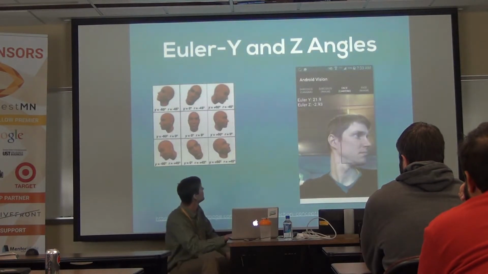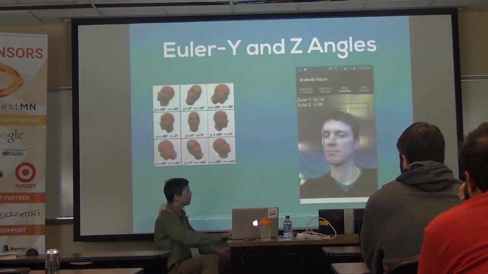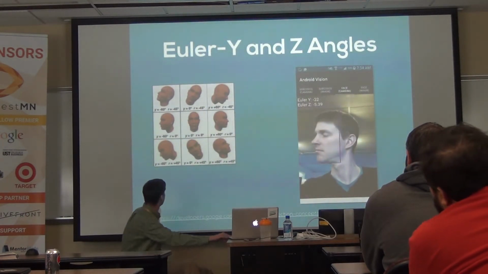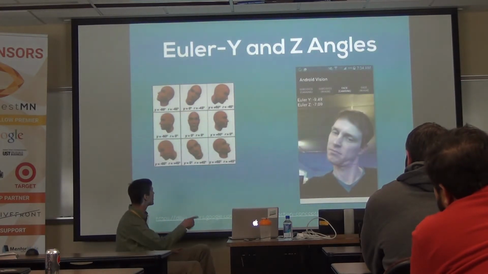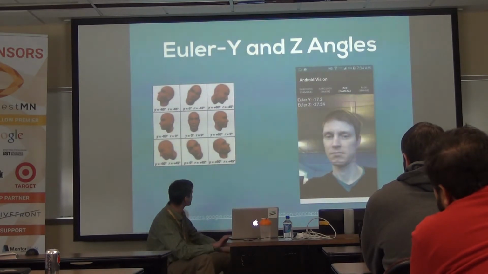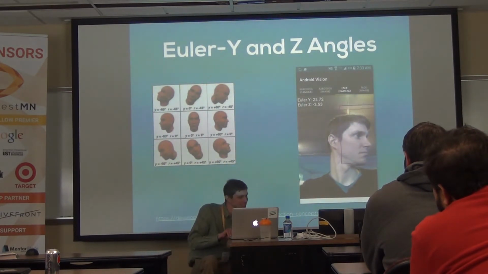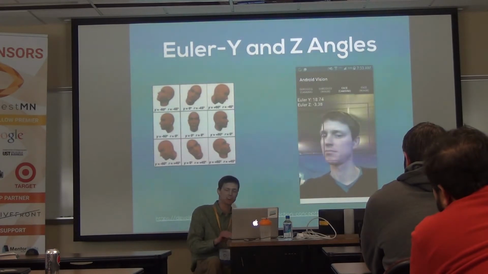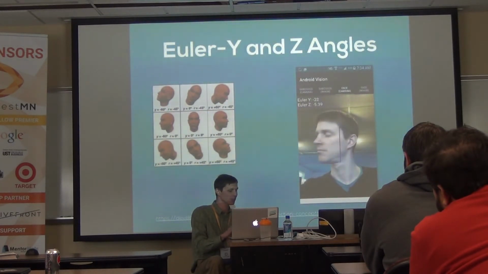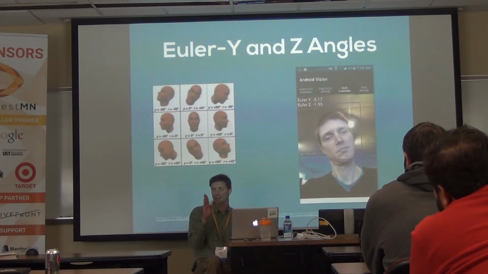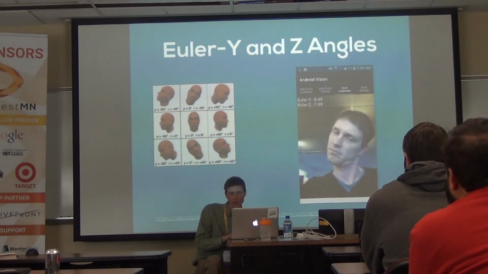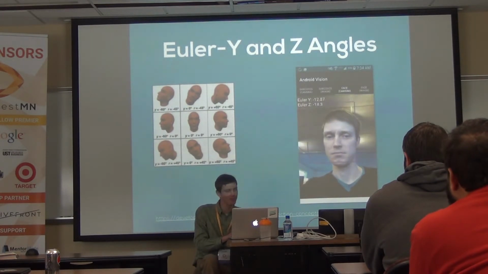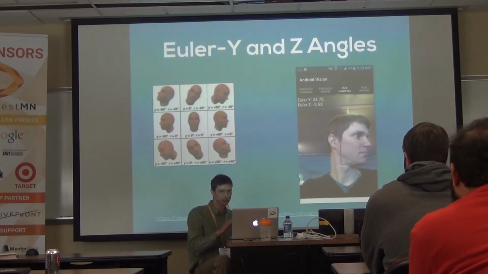thing called Euler-Y and Euler-Z angles. On the left is a nice chart from Google explaining what they are. And on the right is me trying to demonstrate the same thing. I always get this mixed up. The Euler-Y angle is the yaw. That is the angle that your face is facing left or right. If you're facing right, it is a negative angle. Facing all the way left, it's a positive angle. Straight down the middle is 0.